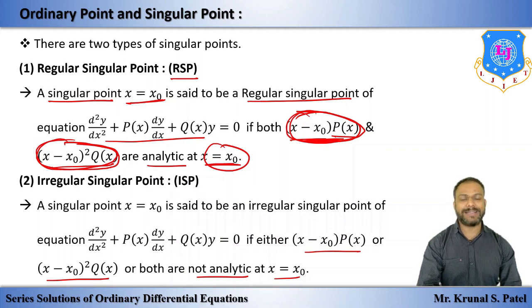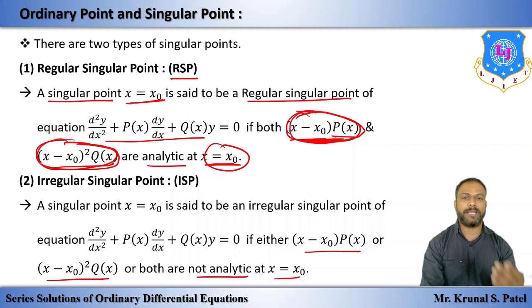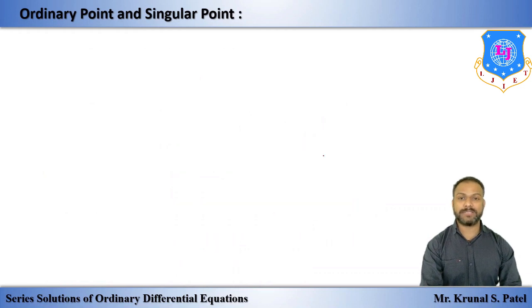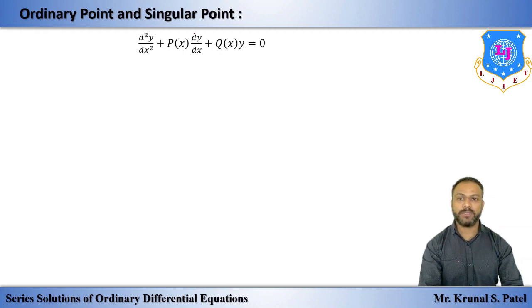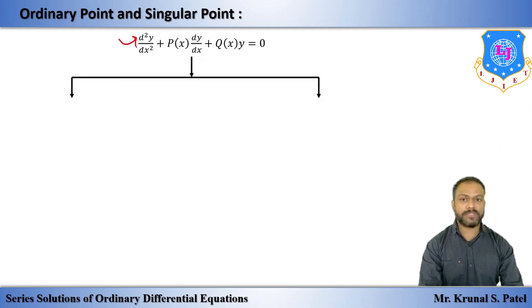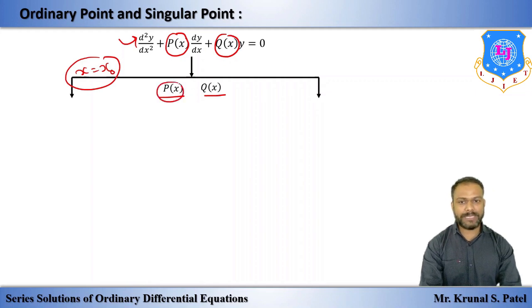So whenever a question asks, you have to concentrate on which point you have to find. If it asks to classify the points, that means classify the singularity, you have to find each and every point: ordinary point, singular point, and if it is a singular point, then you have to check whether it is RSP or ISP. I have made one chart for you that you have to remember, and this chart will help you solve the example. So we have this question. First we will take P of x and Q of x out of this question. Now we have to check at x is equal to x0. Just take any point, x is equal to 0, 1, minus 1, 1 by 2, any point, and put it in this P of x and Q of x.